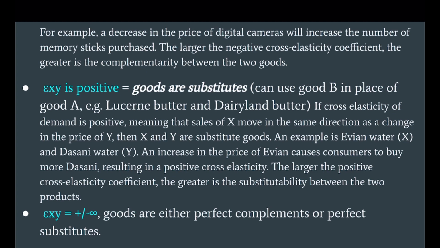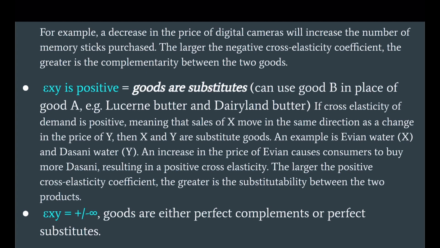Second is, if the cross elasticity is positive, then goods are substitutes. You can use good B in place of good A. Example, Lucerne butter and Dairyland butter. If cross elasticity of demand is positive, meaning that sales of X move in the same direction as a change in the price of Y, then X and Y are substitute goods.